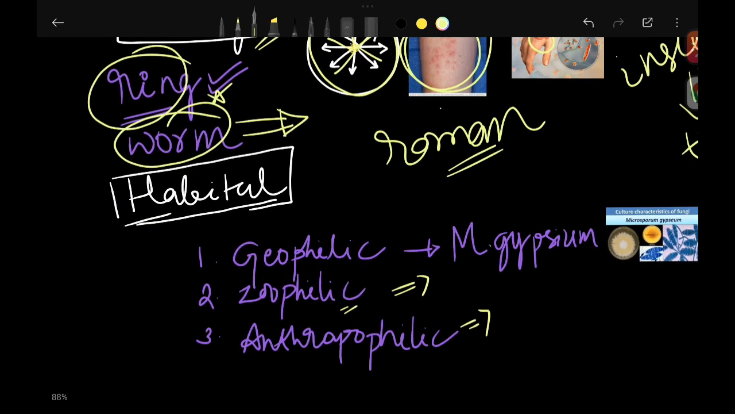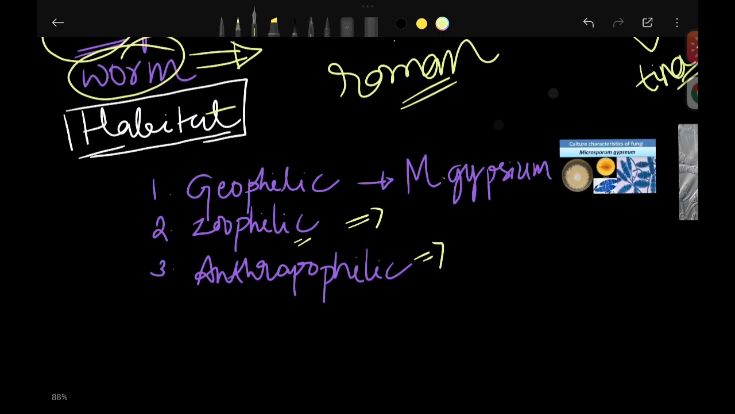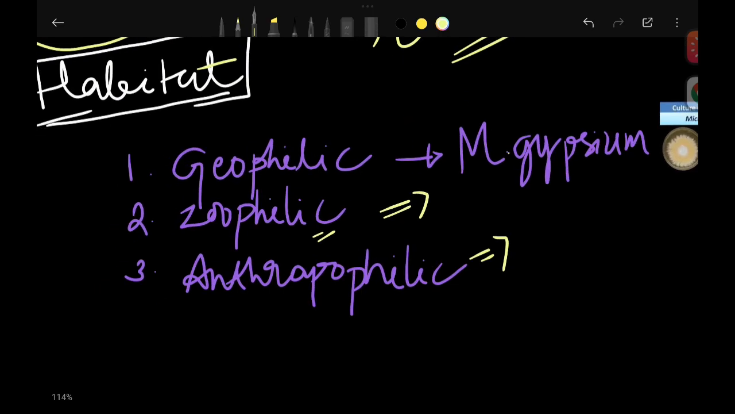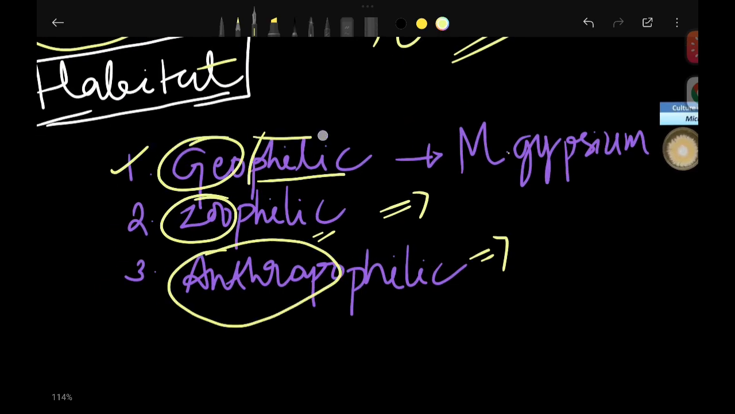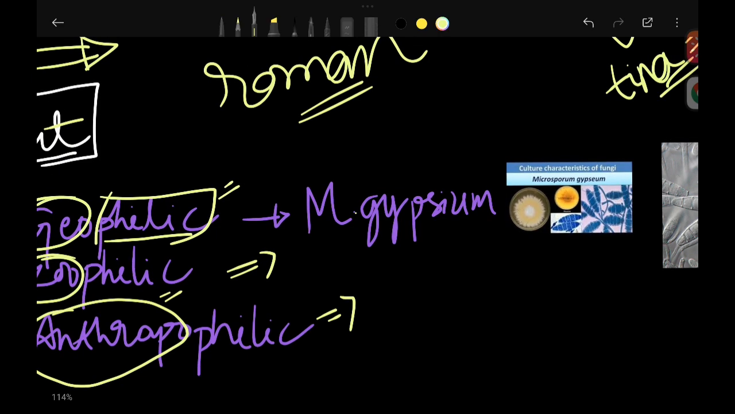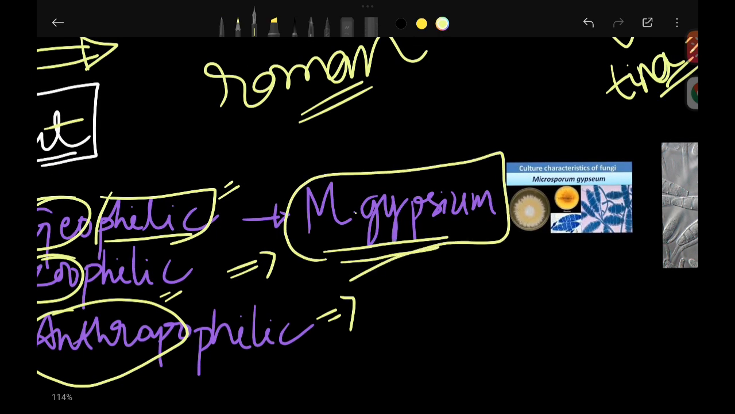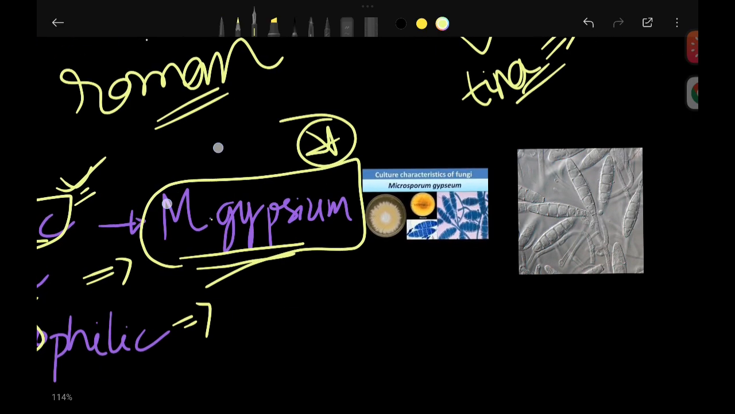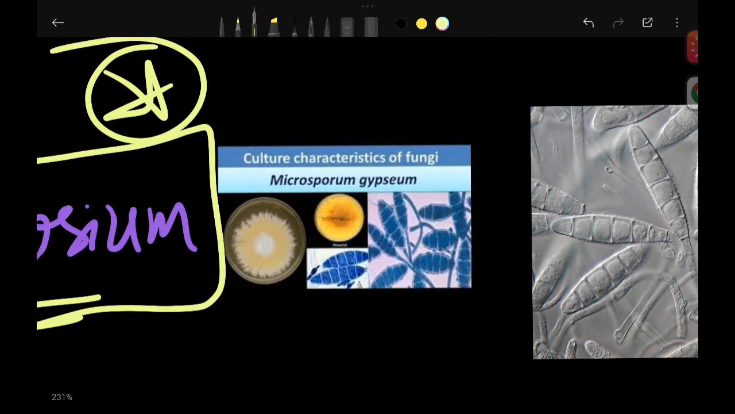Now let us discuss the habitat of the pathogens. Basically, these are classified as geophilic, zoophilic, and anthropophilic. The word philic indicates something which has an affinity towards, or loving. Those pathogens which prefer soil as a medium for their growth are called geophilic pathogens. A very important example you must remember for exams is Microsporum gypseum, a geophilic pathogen. This picture depicts Microsporum gypseum in culture media.